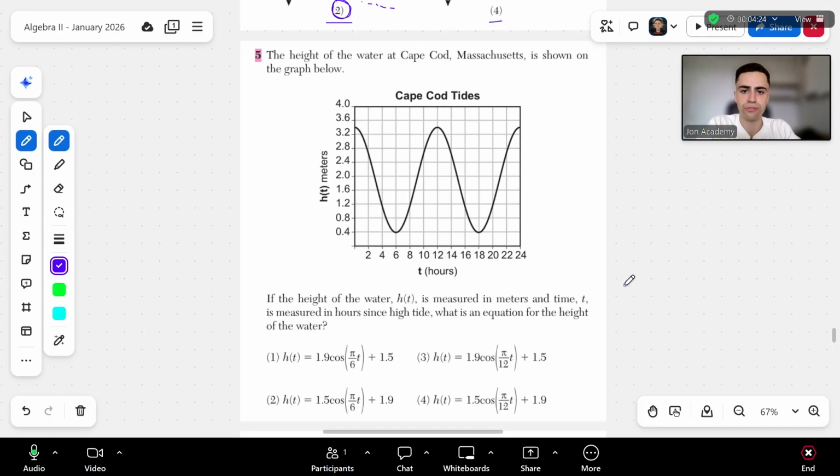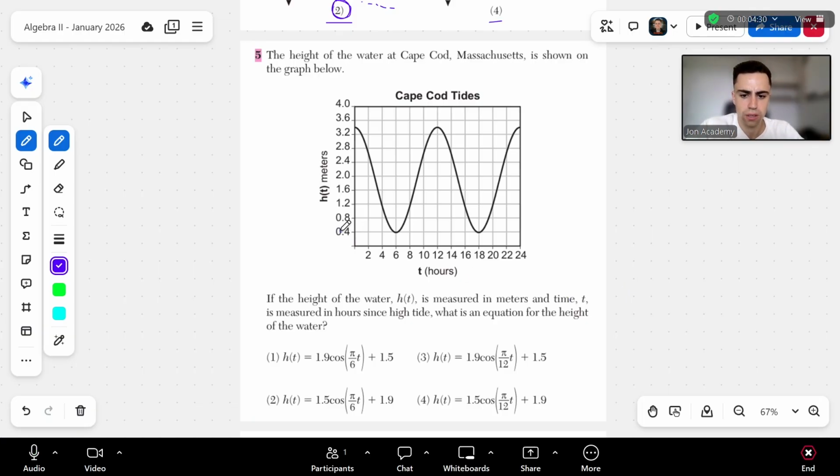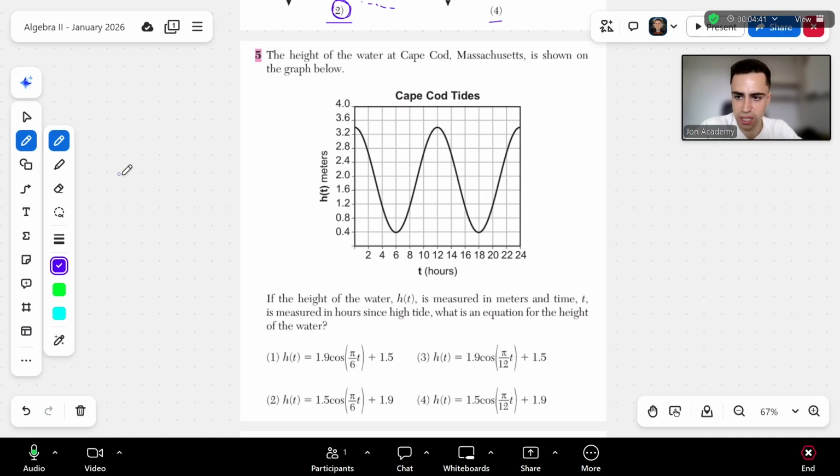Let's jump into number 5 here. We have a sinusoidal function, we see, because it's repeating itself. And all of the options are cosines. ht is the height of water. What is the equation basically of this graph?